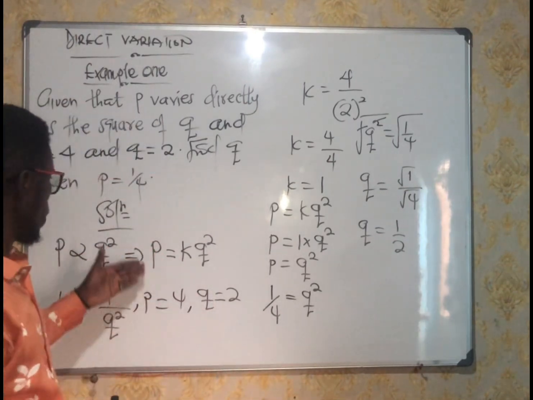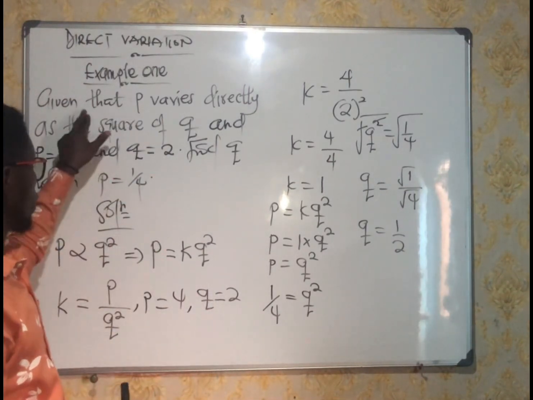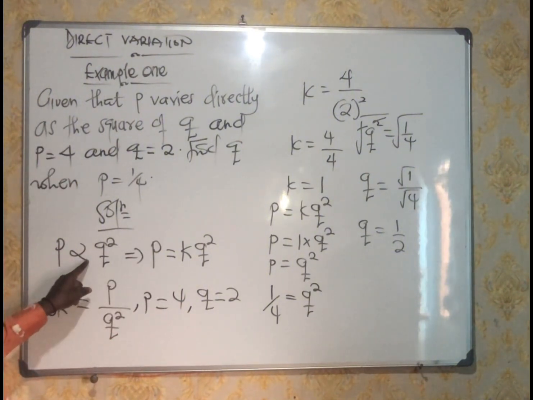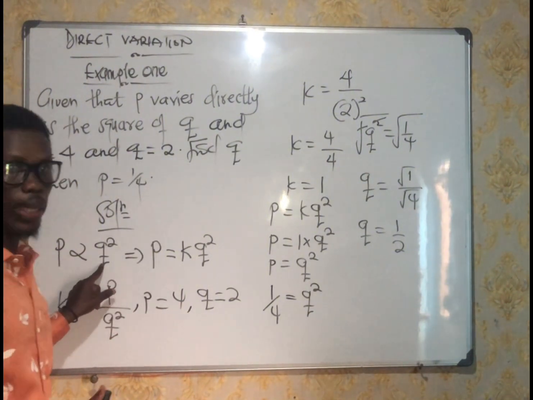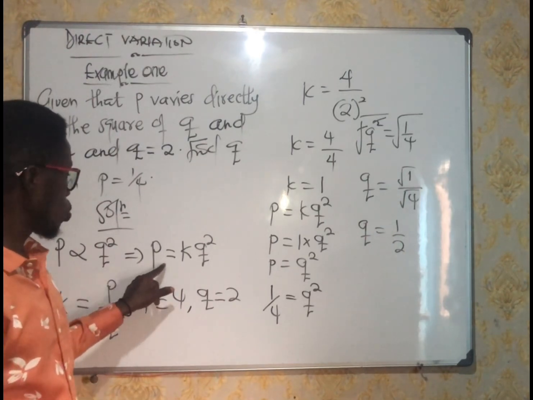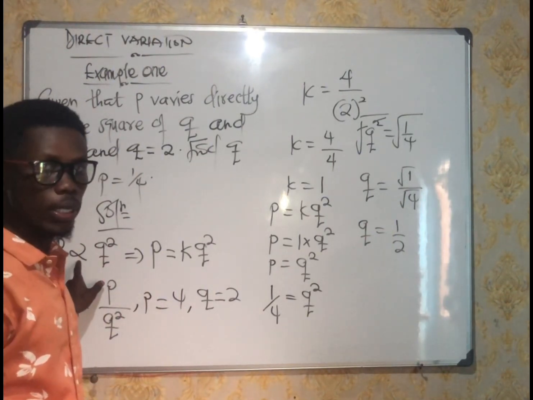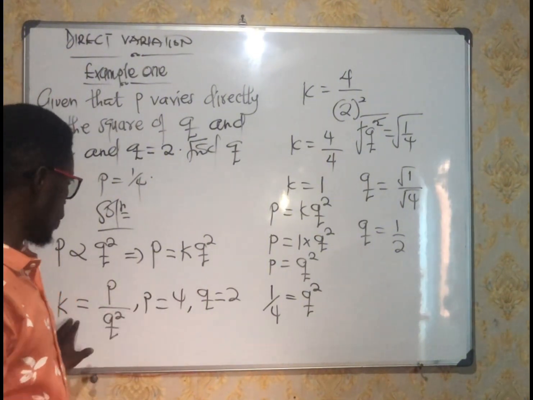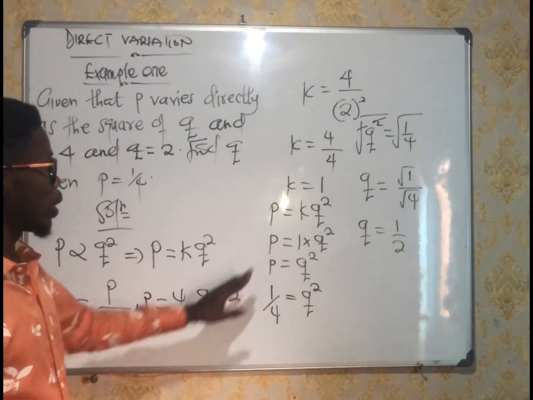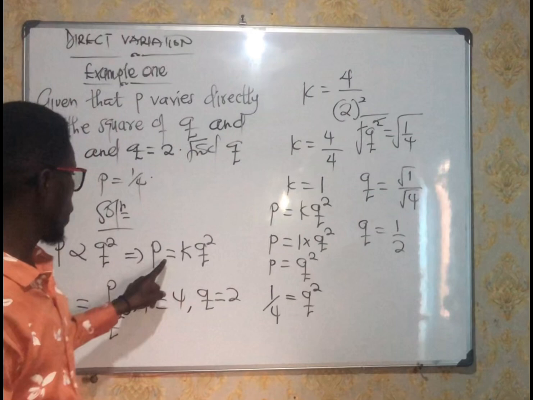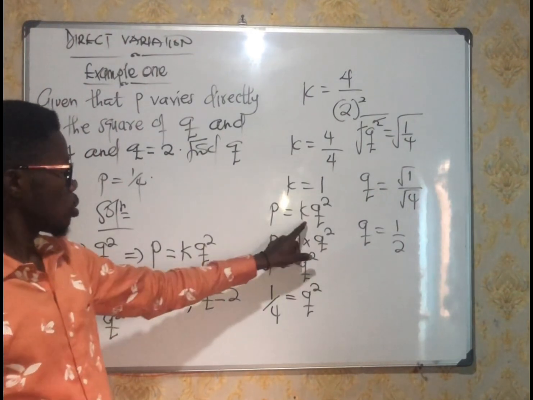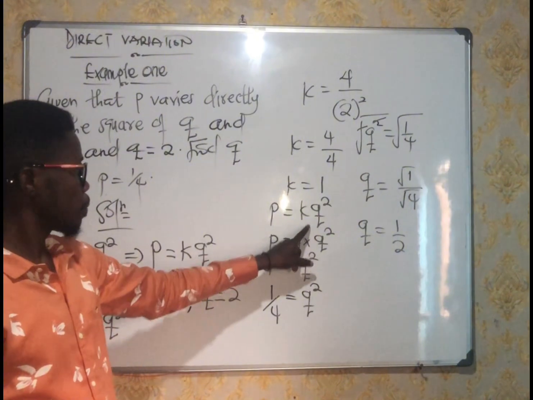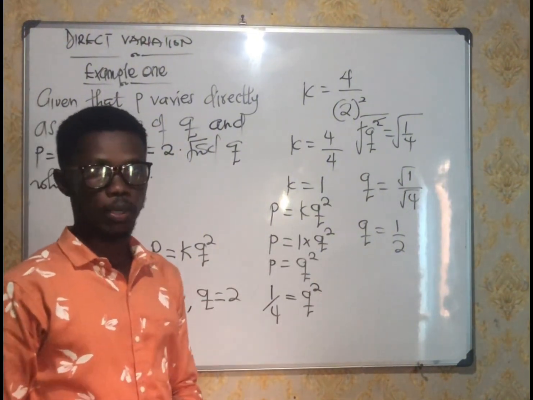So you can look at the procedure. First thing goes this way. From here, p varies directly as what? Q squared. So if you want to remove the variation sign, then you introduce your constant of proportionality. You make k the subject, then you solve for k, then you come back to this equation to replace k with the value that we had, then you continue the process.